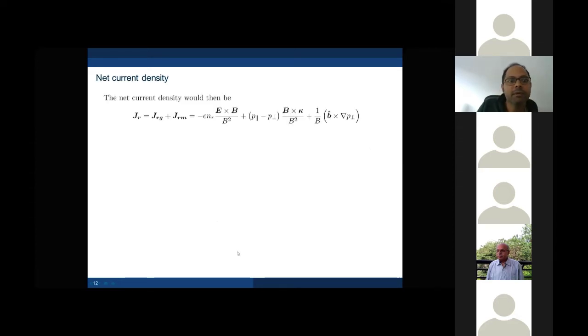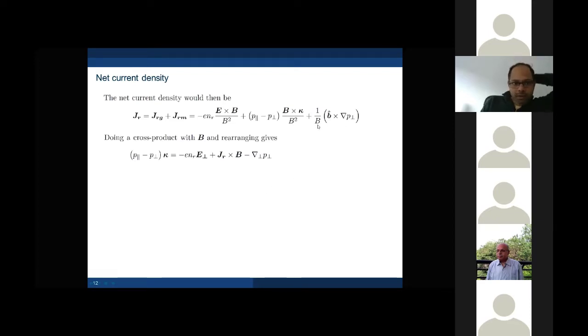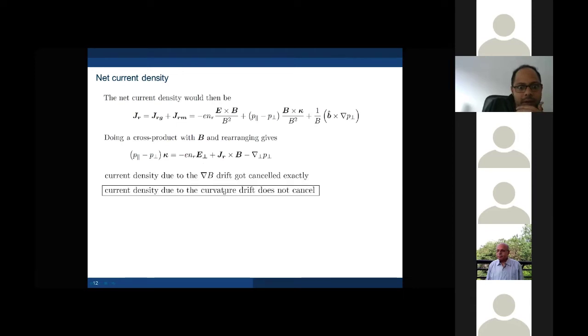So effectively, if we take the net current density, the sum of both components, then we have an E cross B part, the curvature part, and this grad P perp part. Doing a cross product of this equation with the B field gives this. So you have a J_R cross B here, and the E perp component and the P perp component in this one. One can do an ordering and see that mainly the balance is between this term and the P parallel kappa.